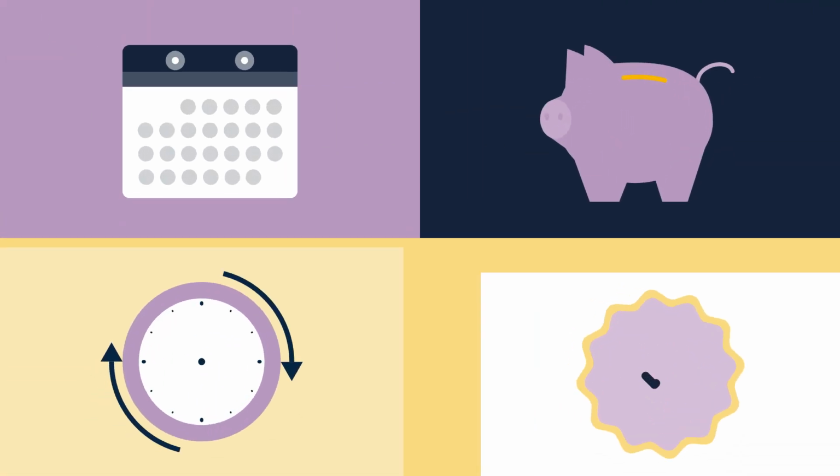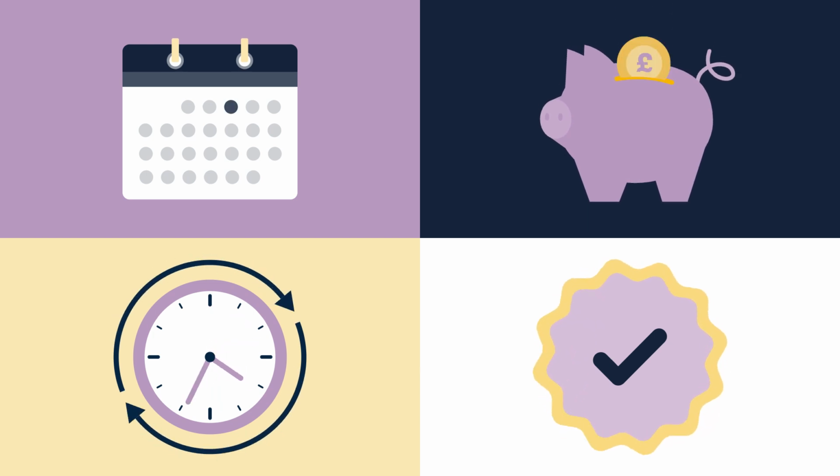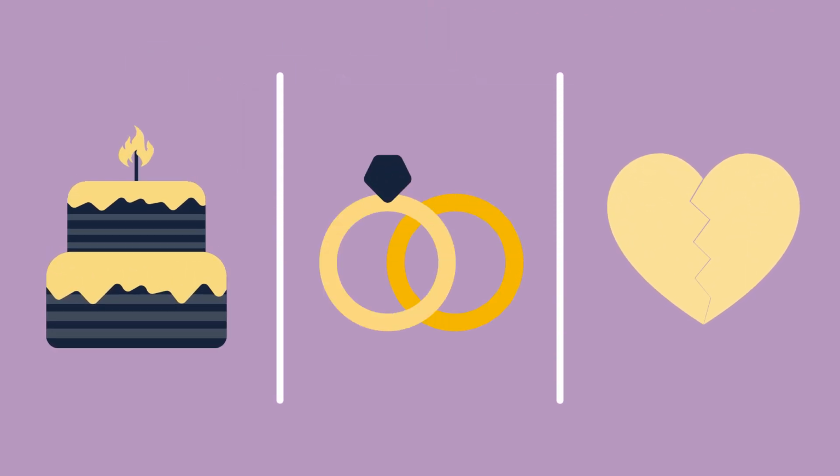The form is divided into sections. The first is information gathering and will ask for key dates such as your birth date, your wedding date, and the date of separation.